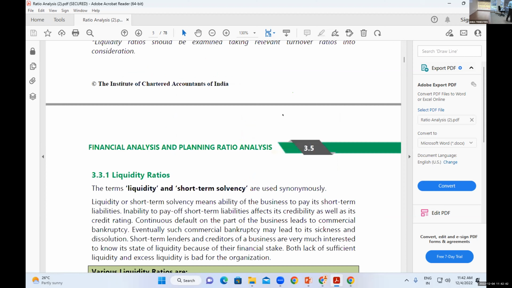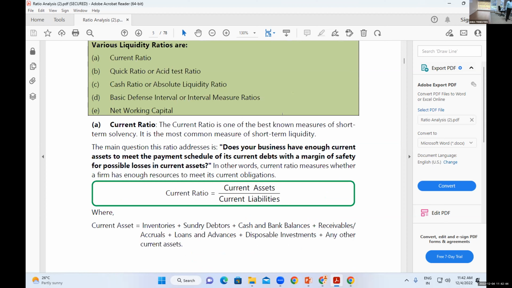Okay, we will see one by one. These are all the various liquidity ratios. What are they? Current ratio, quick ratio, cash ratio, and then interval ratio. The last one is net working capital. We will discuss only three, the first to third. This is there in your LMS. Just so we can understand what it is.